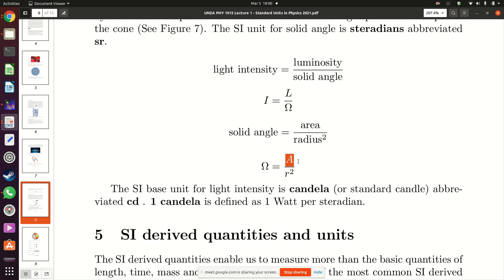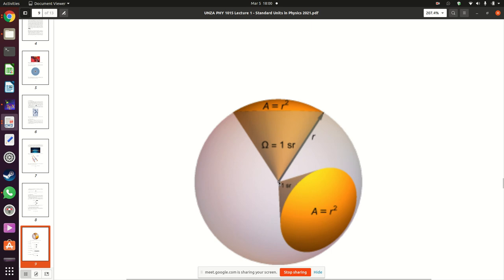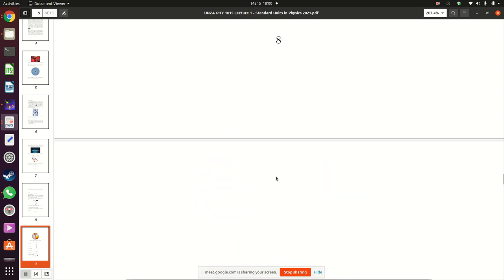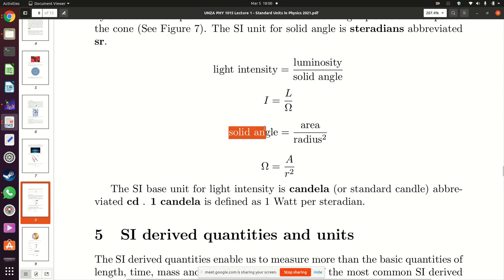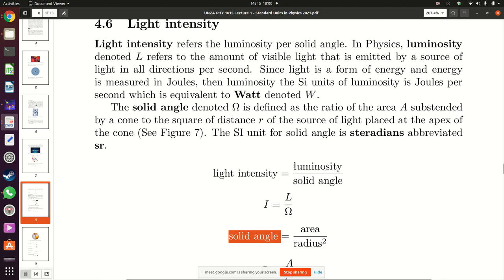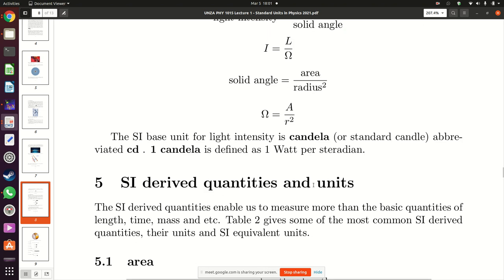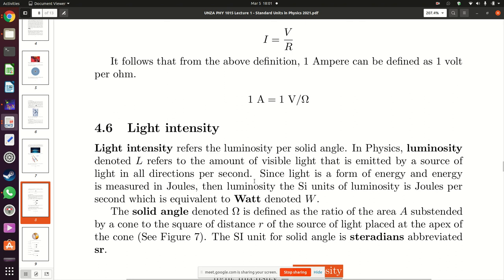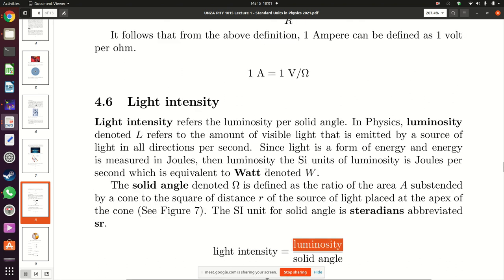Okay, so if you have a source of light at the center, the light from this source falls on a particular area, which is this A. This particular area divided by the distance squared from the source of light is what is referred to as a solid angle. So your luminosity, which is your 9 watts or your 12 watts, divided by the solid angle is what gives you something called light intensity. Are we clear? Very much clear, sir.